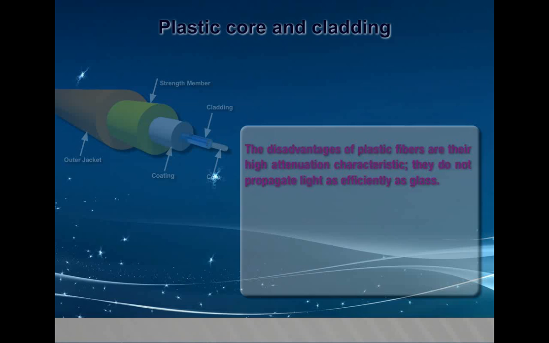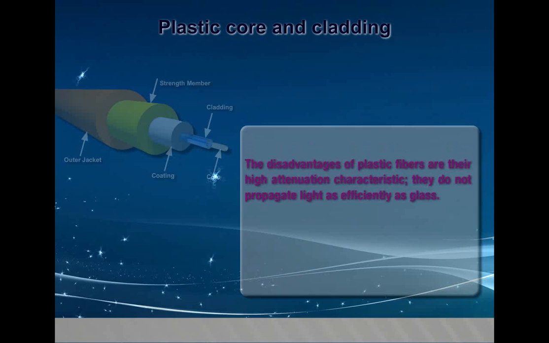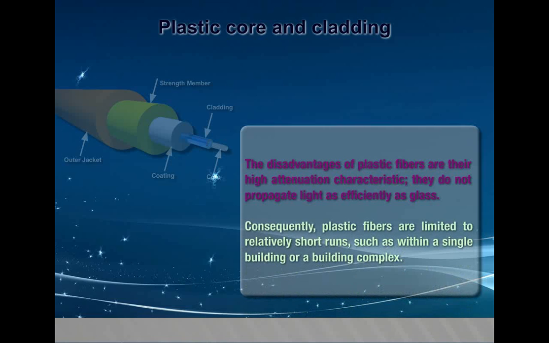The disadvantage of plastic fibers is their high attenuation characteristic. They do not propagate light as efficiently as glass. Consequently, plastic fibers are limited to relatively short runs, such as within a single building or a building complex.